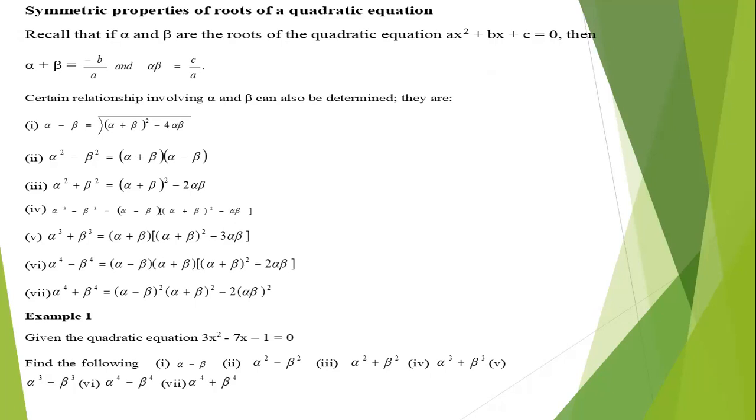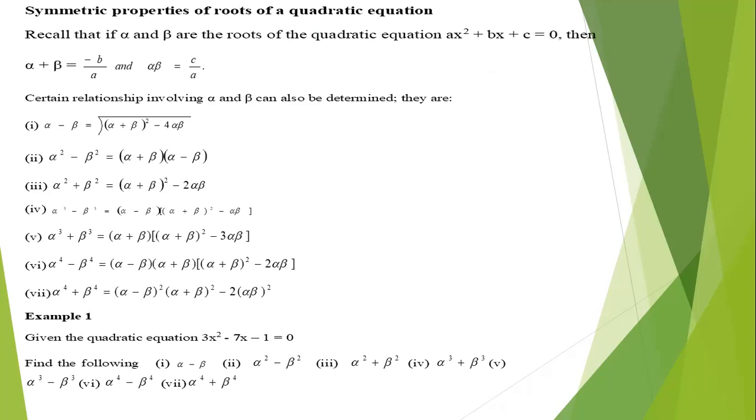From here, I will see that the sum of the roots is going to be 7 over 3, and the product of the roots is going to be minus 1 over 3. Then if I apply it to the problem, it's very easy. The first one, alpha minus beta, is just going to be the square root of alpha plus beta, which is 7 over 3, squared, minus 4 times the product of the roots, which is minus 1 over 3. Then you get the answer.